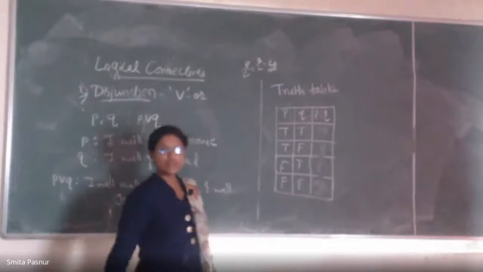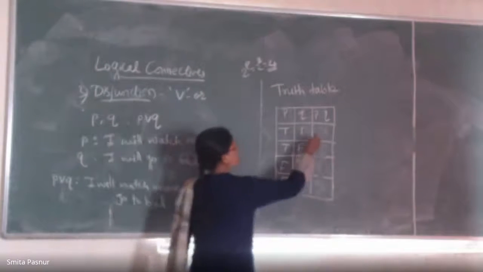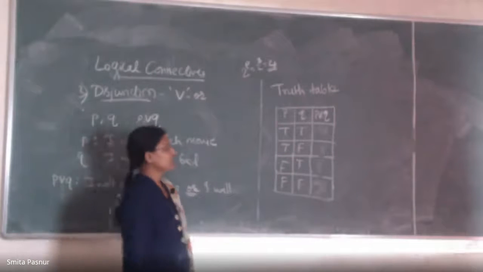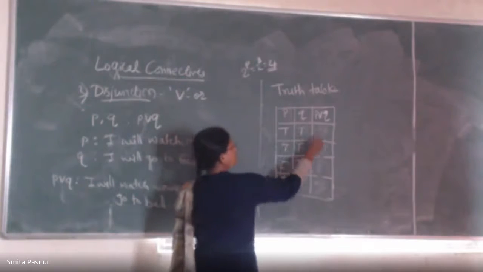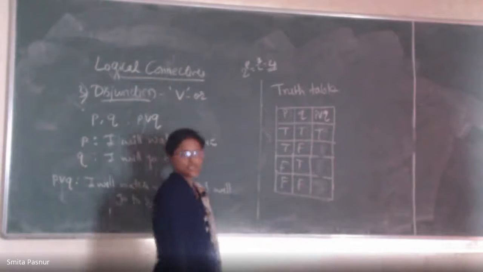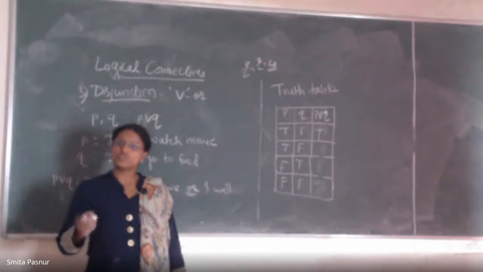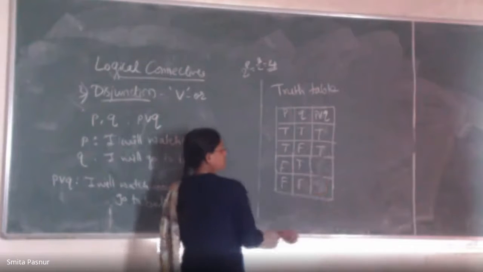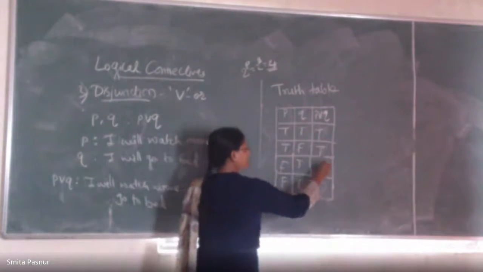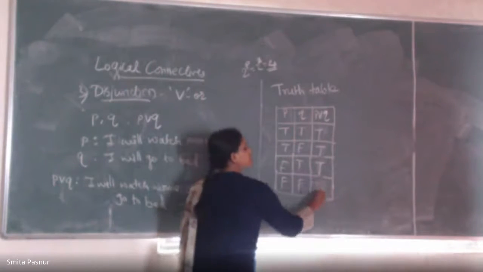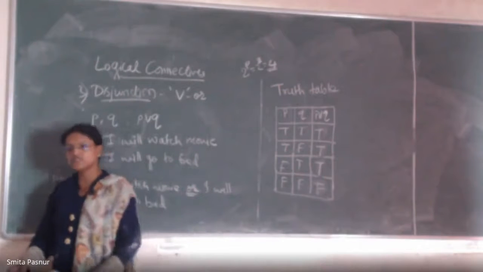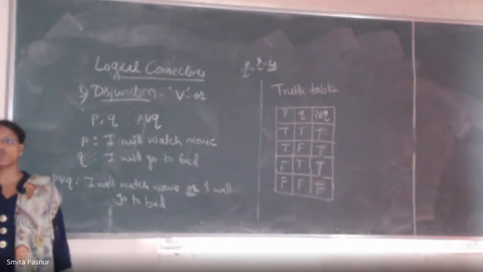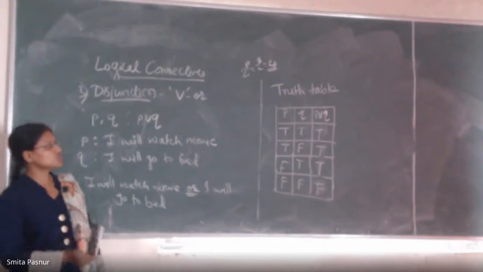See, everything will be the same, right? Only what will change is here, P or Q. So you need to write P or Q. When it is or, true or true will give you true. Got it? In or, whatever is true will be accepted. That means if it is true or false, then you get true. If it is false or true, then you get true. But when it is false, false, you will get false. That means if both statements are false, then you get false. But if one is true and one is false, then you get true. So this is what you should remember.